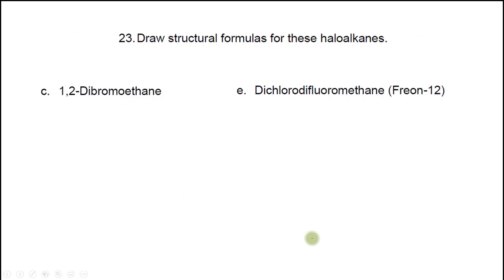All right, haloalkanes, ethane, 2-bromoethane. So I have 2 carbons. There's a Br on 1 and 2. And then for difluoro, I have 2 Cls, 2 Fs. If you didn't want to draw that carbon, you can just leave it like this as well. Either of those is correct.